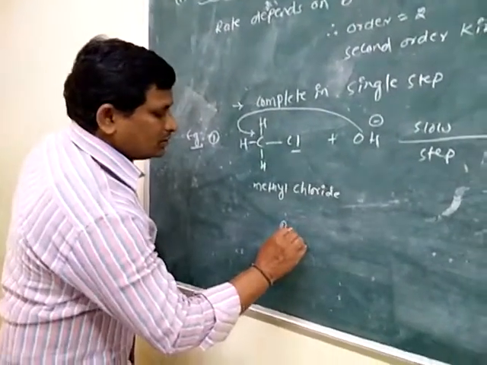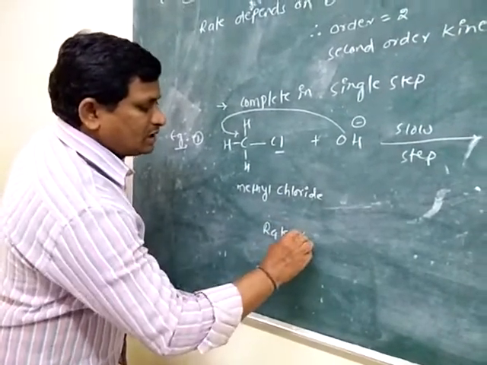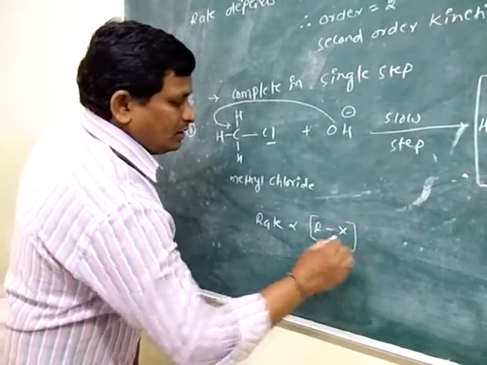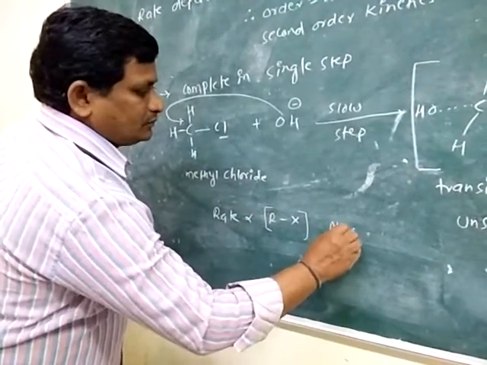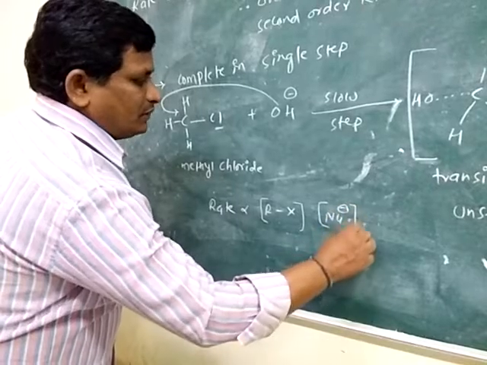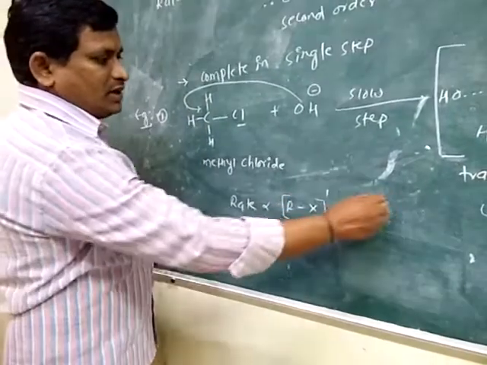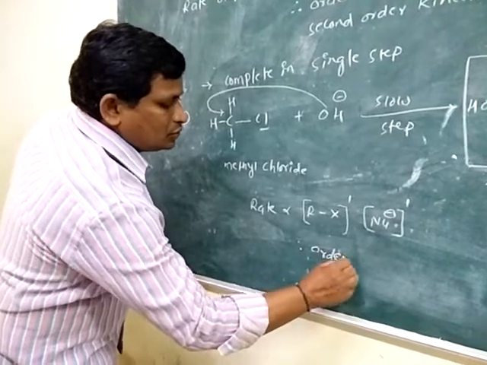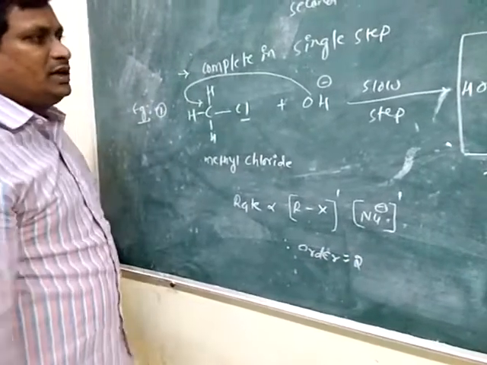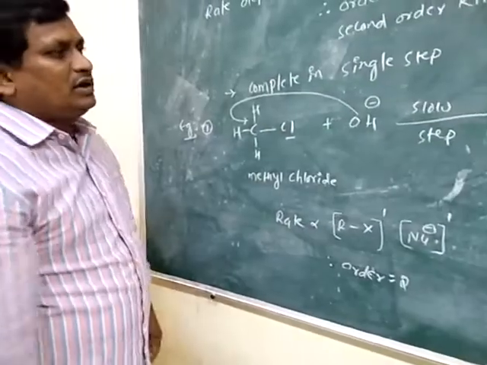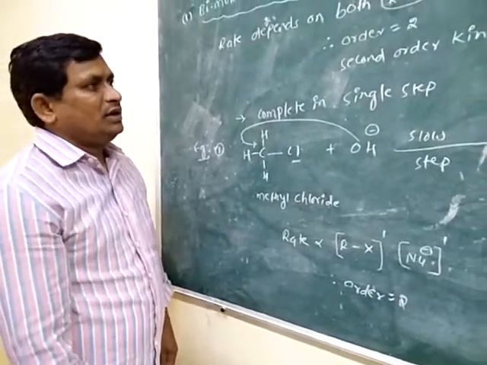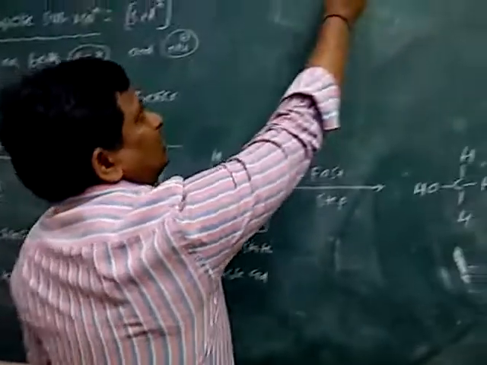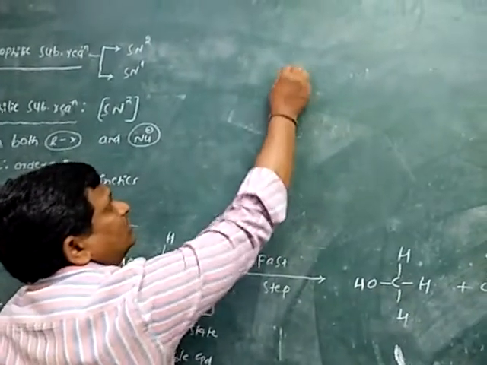Generally, the rate is directly proportional to the concentration of the alkyl halide, and the same for the nucleophile, each to the power 1. Therefore, the order is 2. So it is a second order kinetics reaction, the bimolecular nucleophilic substitution reaction. Then it is explained with another example.